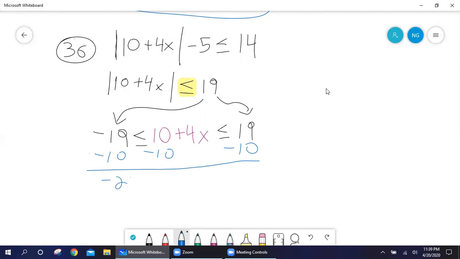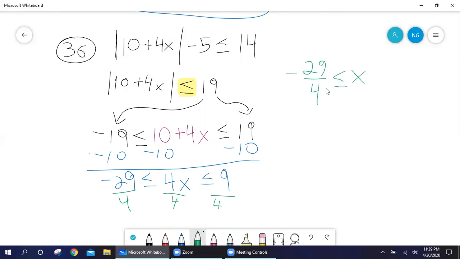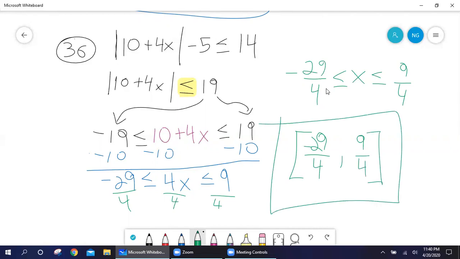This will give me negative 29. 4x is left in the middle. 9 on the right. Divide everybody by 4. This will result in negative 29 fourths is less than or equal to x is less than or equal to 9 fourths. Or in interval notation, this is saying give me everything between negative 29 fourths and 9 fourths. I am including those numbers, so I use brackets again.